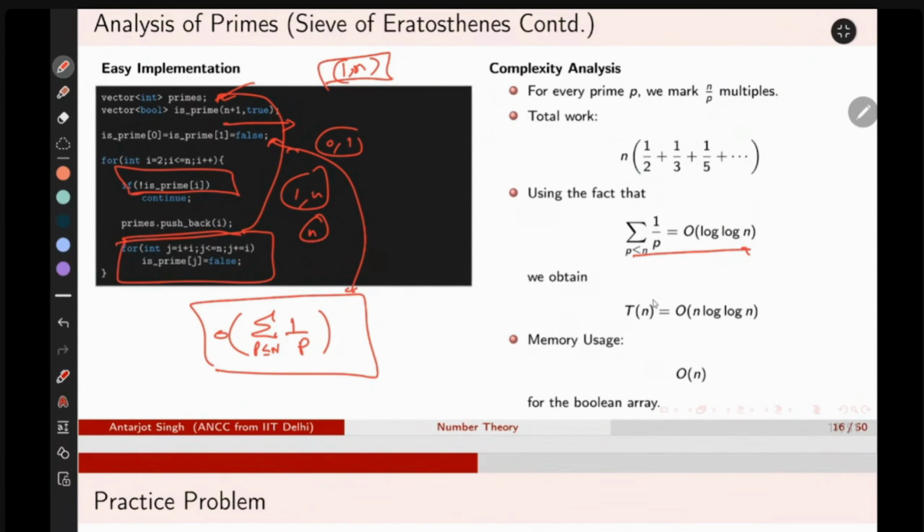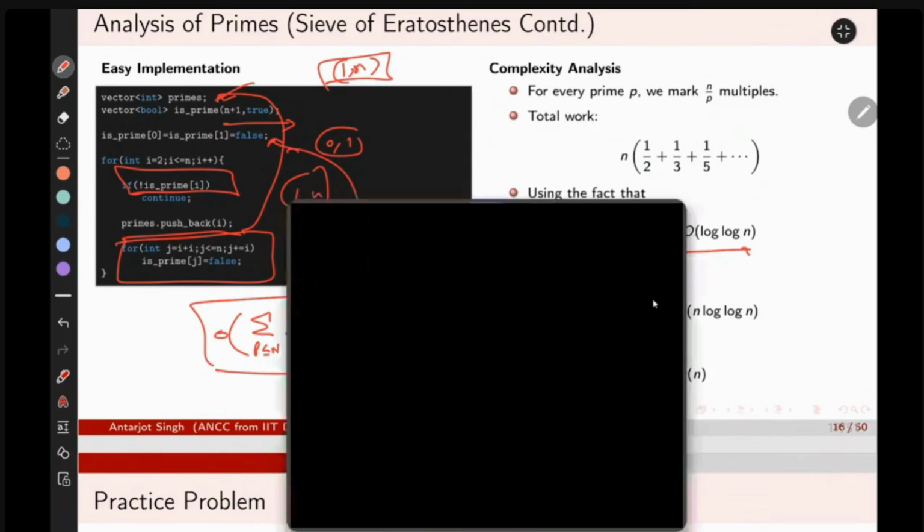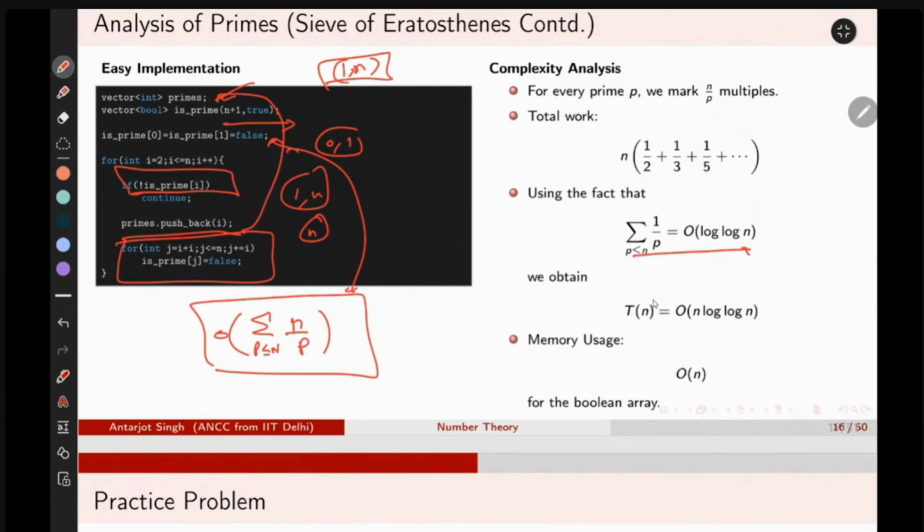As a very well known result, this is big O of n log log n. So the total amount of computation you've done is about n log n, and you used your array to maintain whether the ith number is prime or not. So the space complexity would be big O of n.